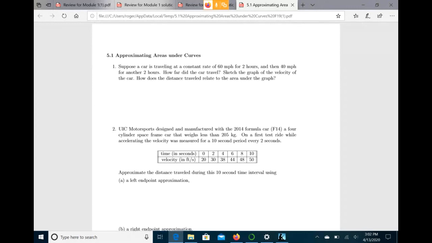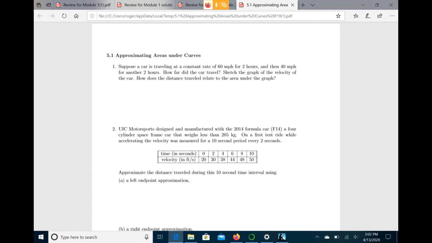All right, so the first question says, suppose a car is traveling at a constant rate of 60 miles per hour for 2 hours, and then 40 miles per hour for another 2 hours. How far did the car travel? Sketch the graph of the velocity, and then how does the distance traveled relate to the area under the graph? Okay, so this is not too bad.